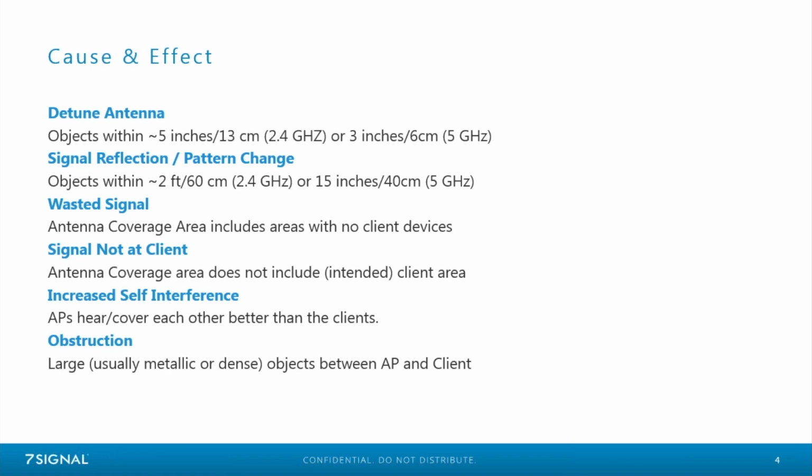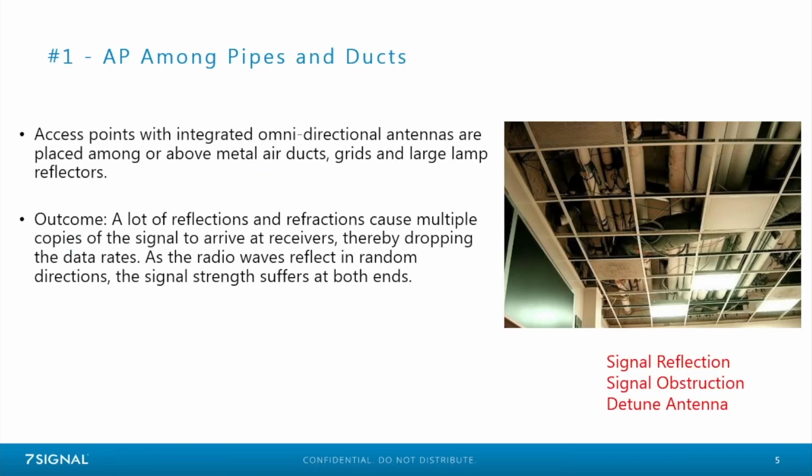And finally, obstructions, where we have some sort of object between the access point and the client reflecting or absorbing the signal. So moving on to our first slide.